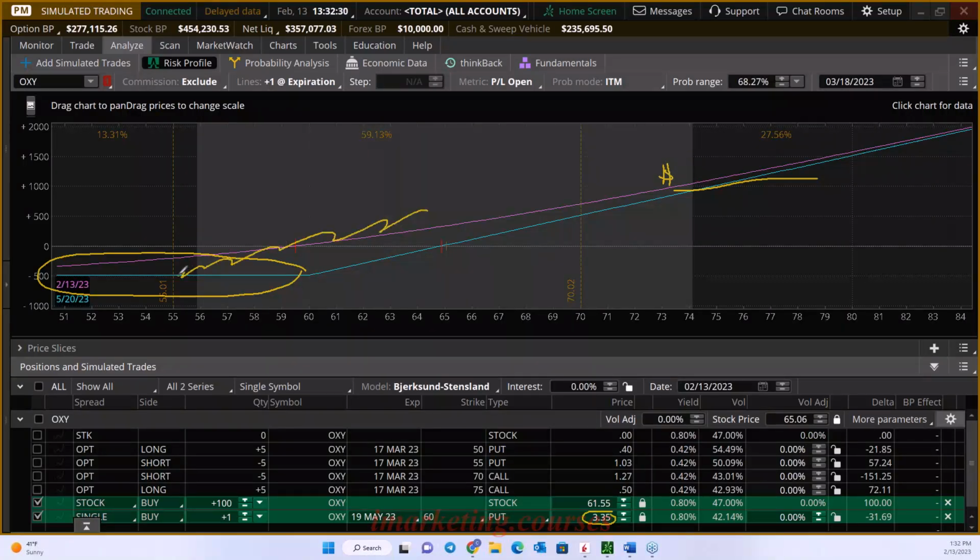So if the stock goes this way, not only are you insured against your losses and not losing during that drop, but you're basically paying for the insurance for free. I mean, it's incredible. It's pretty awesome.